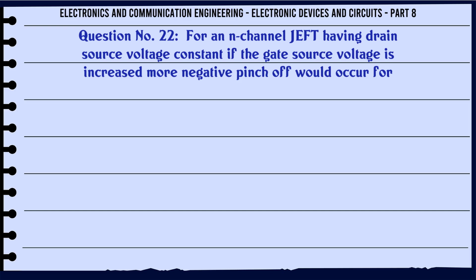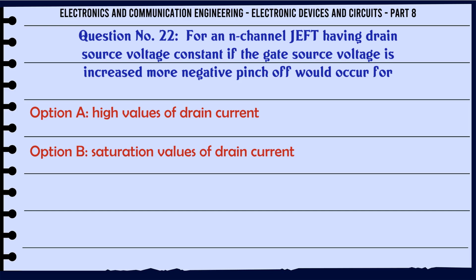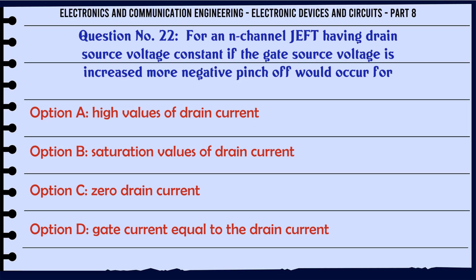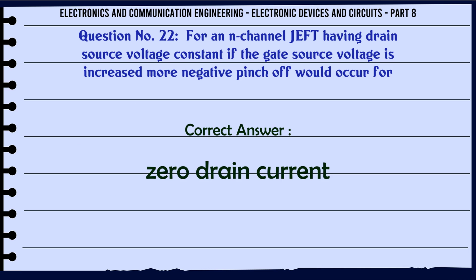For an N-channel JFET having drain source voltage constant, if the gate source voltage is increased, more negative pinch off would occur for A. High values of drain current, B. Saturation values of drain current, C. Zero drain current, D. Gate current equal to the drain current. The correct answer is zero drain current.